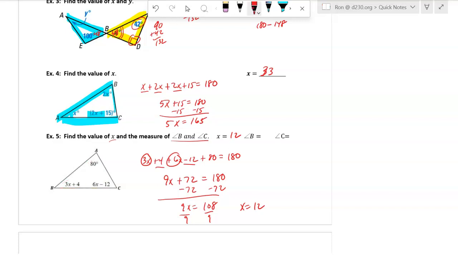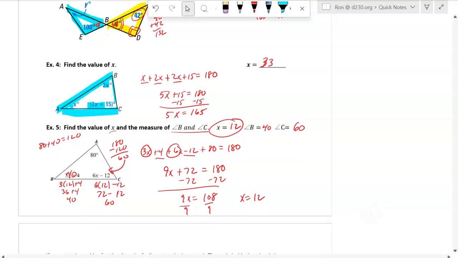Now, once I know x is equal to 12, I'm going to take that value and plug it in over here. 3 times 12 plus 4 will give me 36 plus 4, which is 40 degrees. Now to find c, I can either plug x in: 6 times 12 minus 12 will give me 72 minus 12, which is 60. Or, once I know this angle is 40, I could do 80 plus 40 is 120. All three angles have to add up to 180. 180 minus 120 will give me 60, which is the same measure I get when I plug x in. Okay?